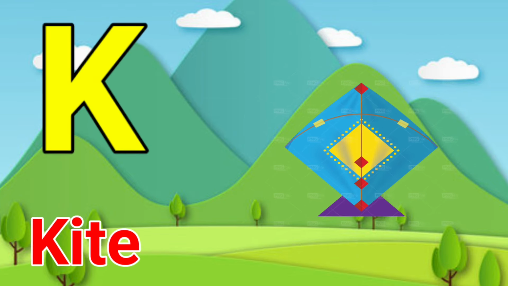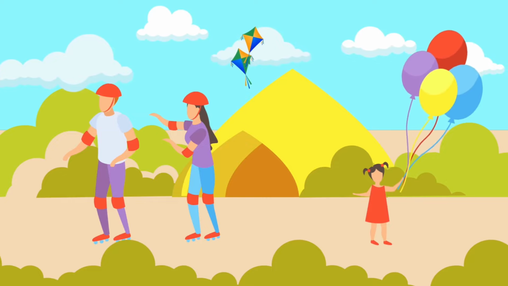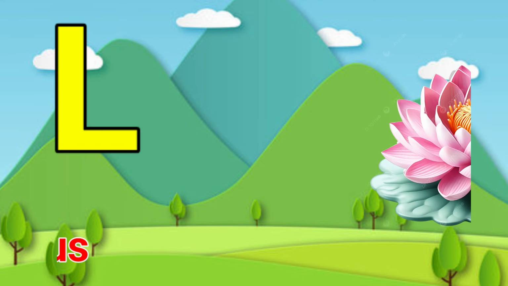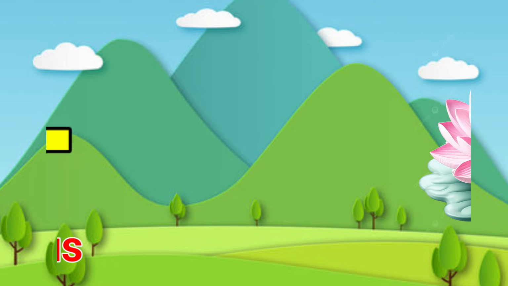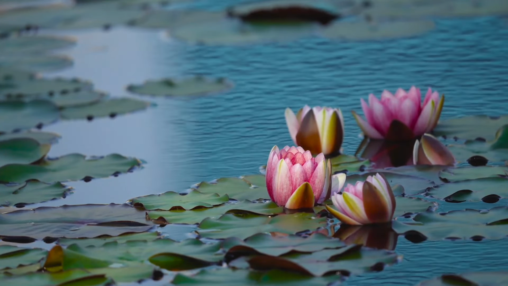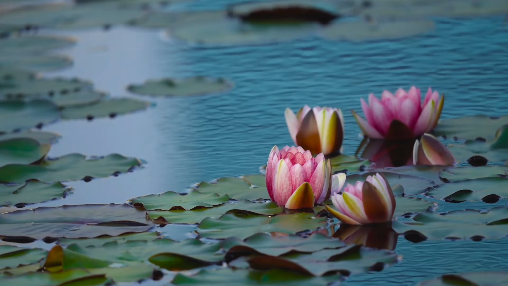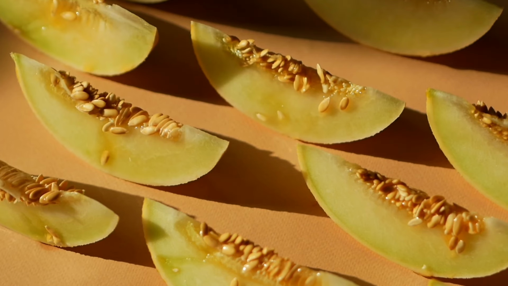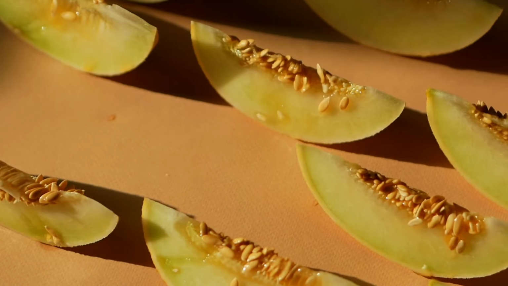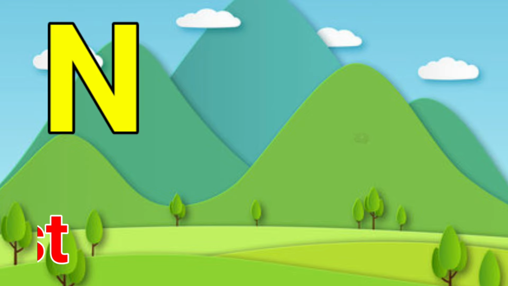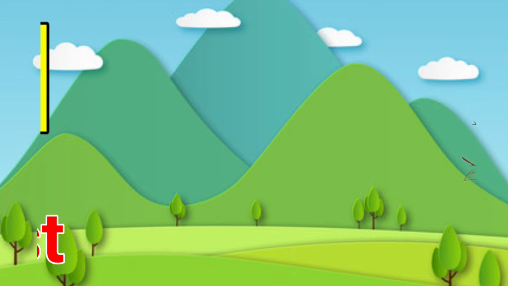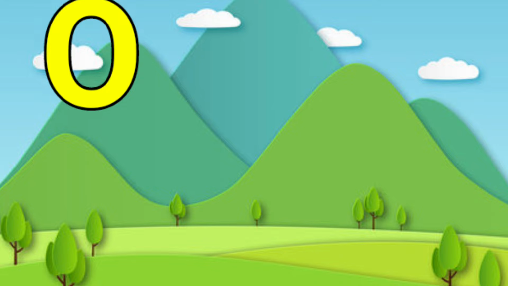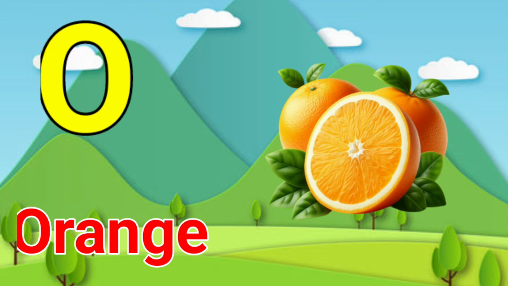K for kite. L for lotus. M for muskmelon. N for nest. O for orange.